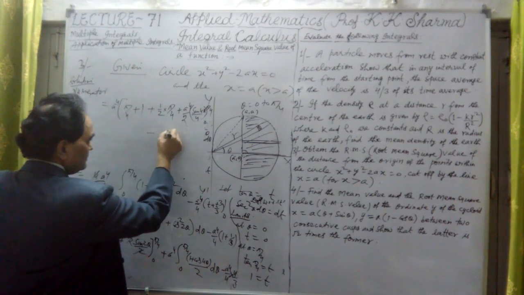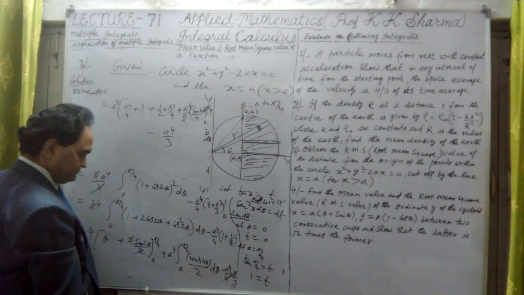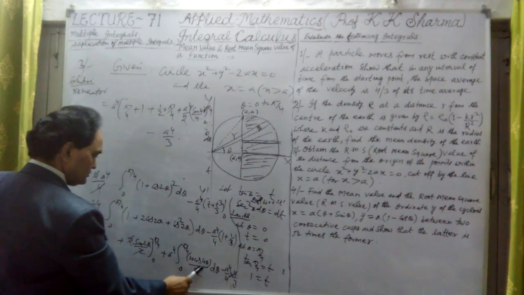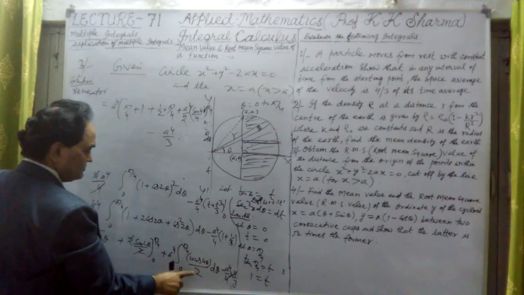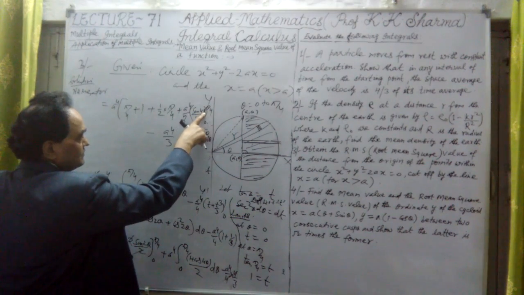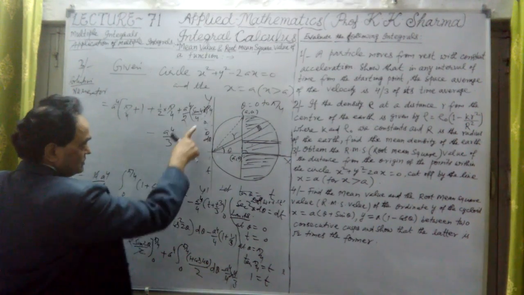Now minus a^4 upon 3 only, the last step. In this case, sine 4 theta, when we substitute the limit 0 to pi by 4, at pi by 4 it is sine 4 pi by 4, the 4 cancels out, sine pi, 0. At 0 it is 0.